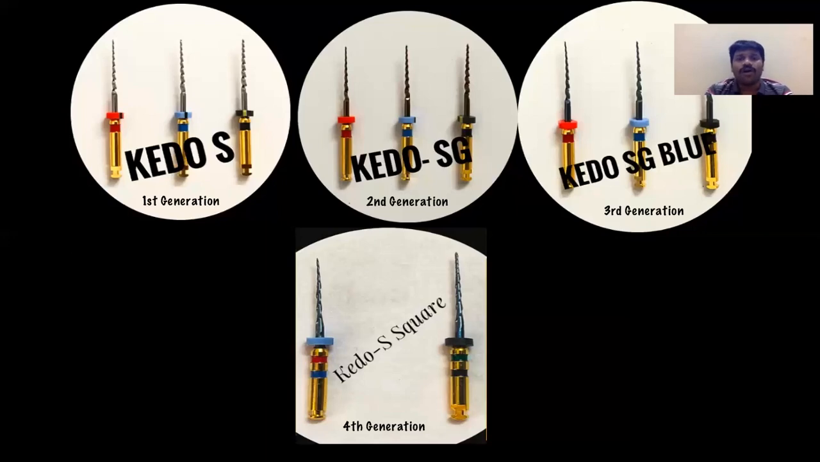So when you talk about the taper concept, what does the Kedo file consist of, the taper? We call it the VV taper. I repeat, it is VV taper. The meaning of VV is variably variable taper. So that is the unique nature of these particular Kedo files. No other system has this particular taper, and this particular concept is patented.